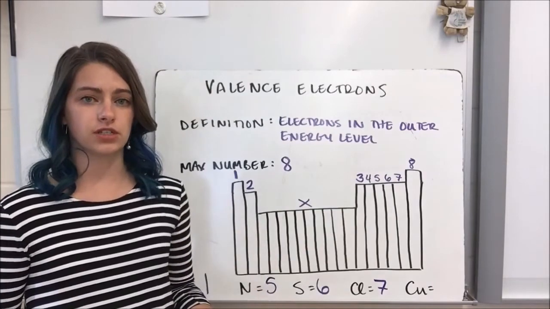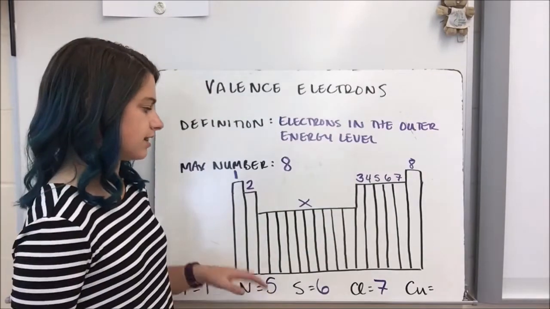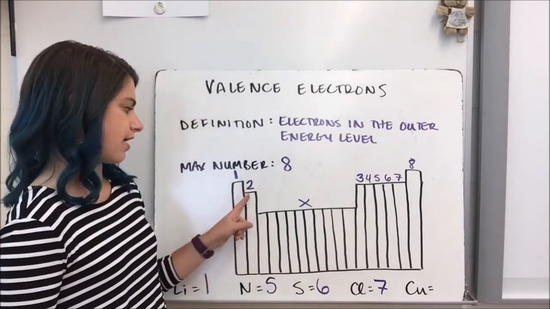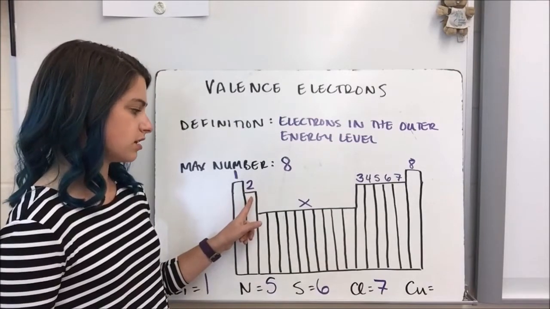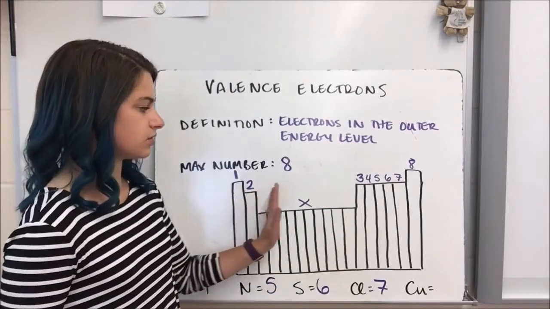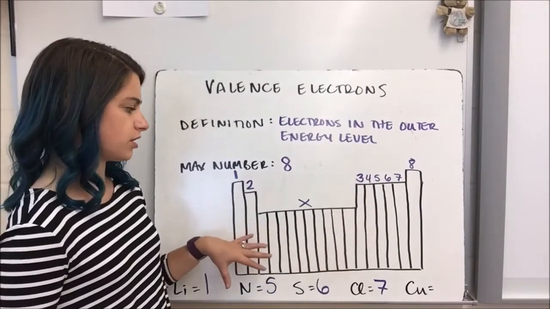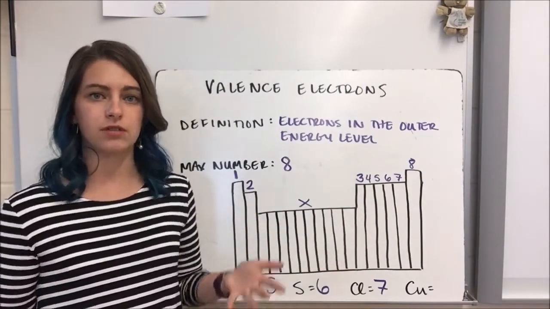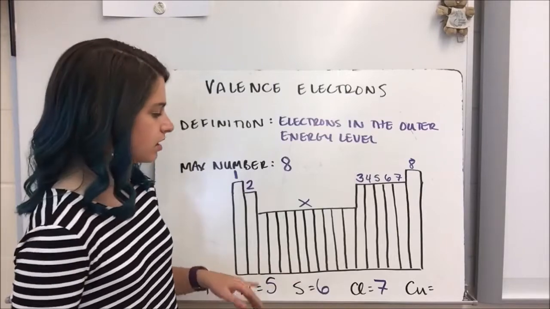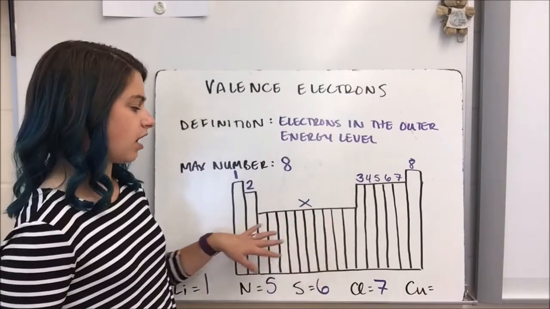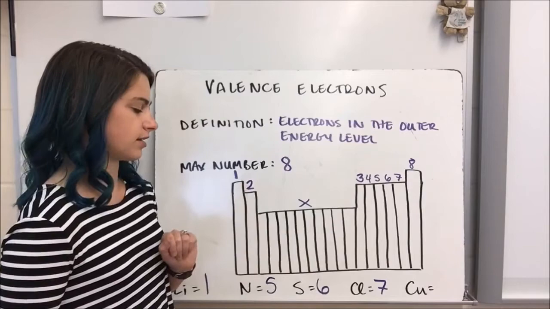Now, let's talk about our transition metals. We skipped the transition metals when we were numbering our columns, and that's because all transition metals have 2 valence electrons. So since we skipped transition metals and then started with 3 over here, all of our transition metals, with some exceptions, we're not going to worry about the exceptions. We're going to assume that all of our transition metals have 2 valence electrons.